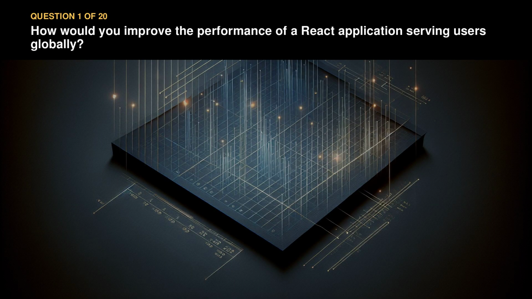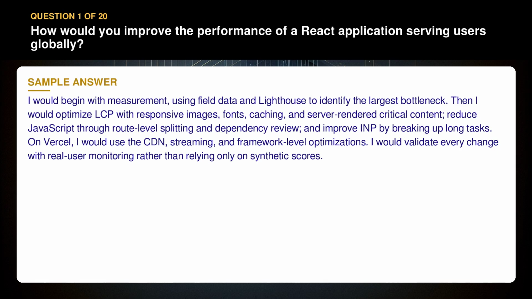Question 1. How would you improve the performance of a React application serving users globally? I would begin with measurement, using field data and Lighthouse to identify the largest bottleneck. Then I would optimize LCP with responsive images, fonts, caching, and server-rendered critical content. Reduce JavaScript through route-level splitting and dependency review, and improve INP by breaking up long tasks.